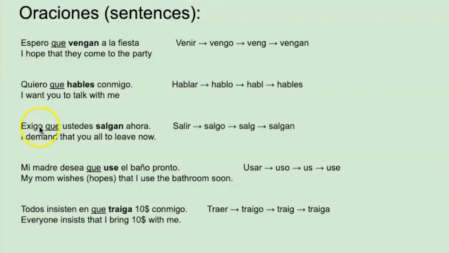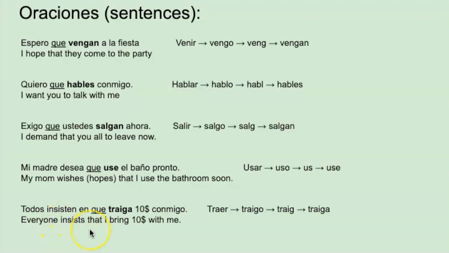Next, this is exigir, to demand. "Exijo que ustedes salgan ahora." Salgan. So, going backwards, it's an ending, which means it used to be ir or er. And you see salg, which means salir, salgo. So salir, salgo, salg, salga, like that. "Mi madre desea que use el baño pronto." Not uso, it's use. For the verb usar, which becomes uso, use, because it's yo, and then because it's a, it would be e.